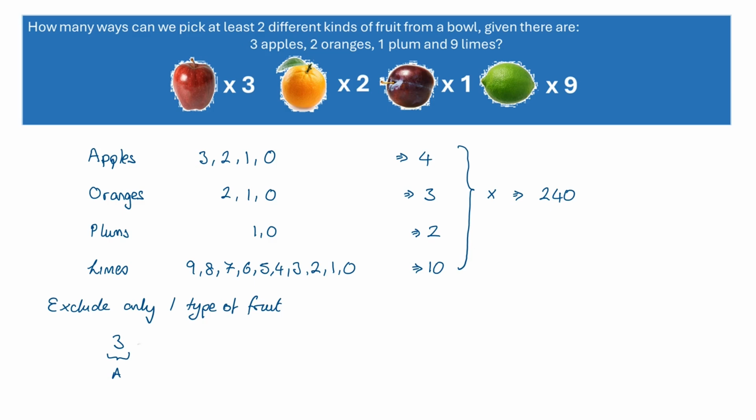When it comes to the oranges, well, there's 2 ways of picking an orange. There's 1 way of picking a plum, and there's 9 ways of picking a lime. Now, notice this is different to the numbers above because specifically I'm saying picking an apple. So if I don't pick any apples, I can't say I picked an apple. So that's why those numbers are 1 lower than the numbers above. Now, those are the number of ways of picking 1 type of fruit. Add those together and I get 15 ways of picking 1 type of fruit.